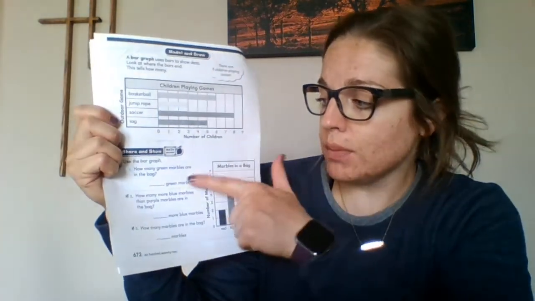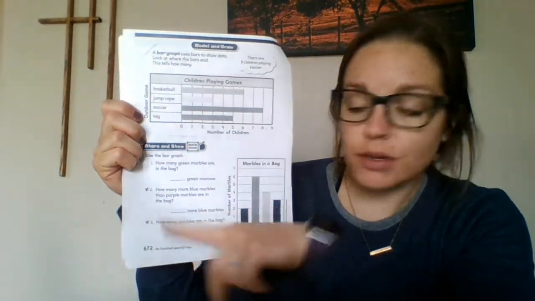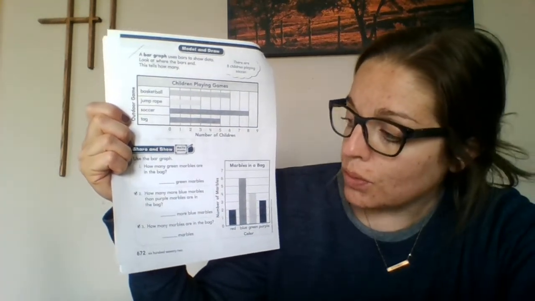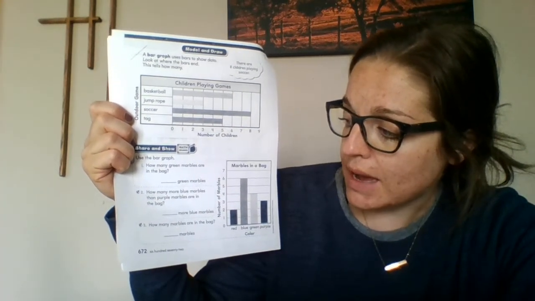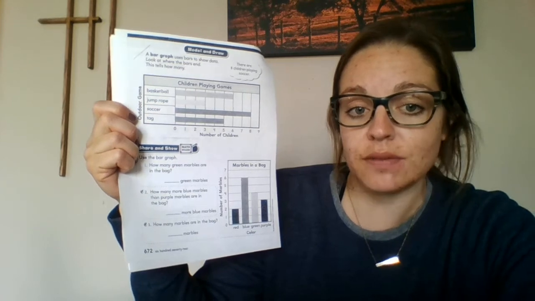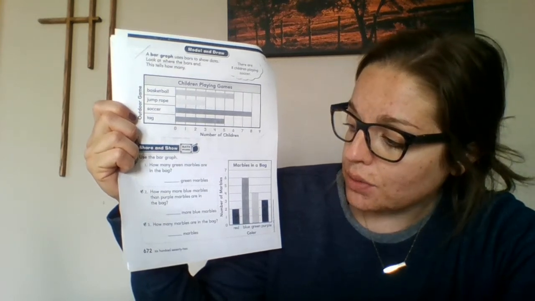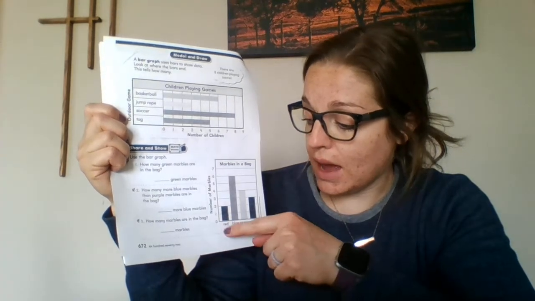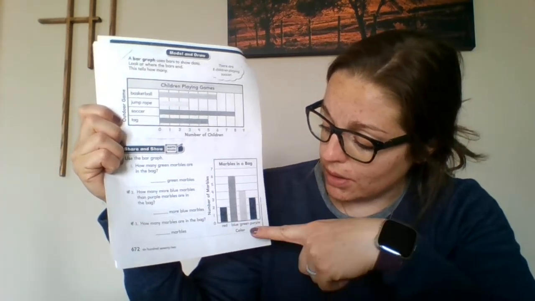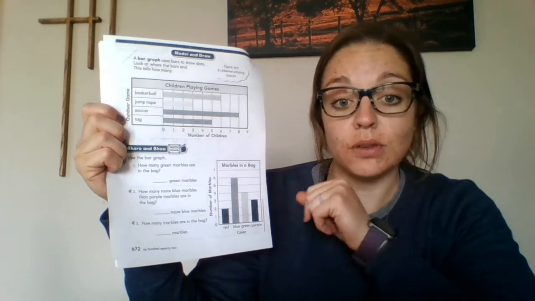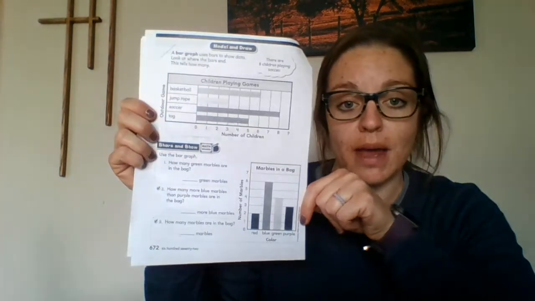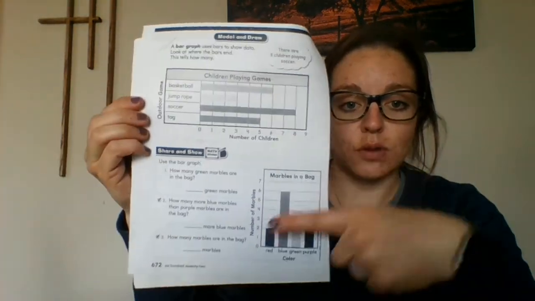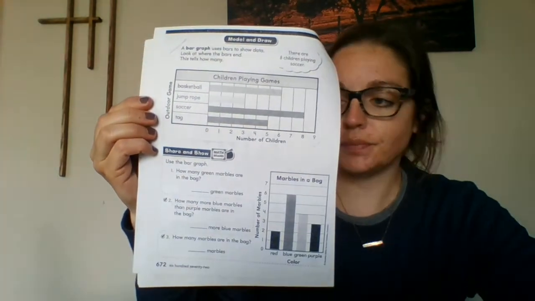All right, and then question 1 says, how many green marbles are in the bag? Number 2, how many more blue marbles than purple marbles are in the bag? So you'll compare blue and purple, so you'll have to subtract. And then number 3, how many marbles are in the bag? So that means you're going to add up all the red marbles, all the blue marbles, all the green, and all the purple to figure out how many total marbles are in the bag. And it looks like all of those bars printed okay on this one.